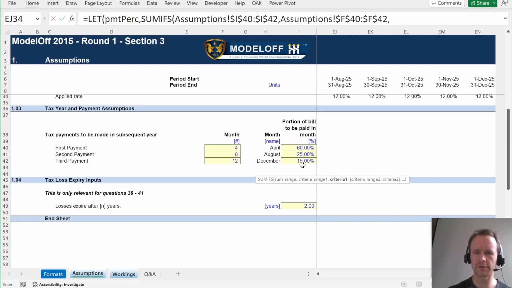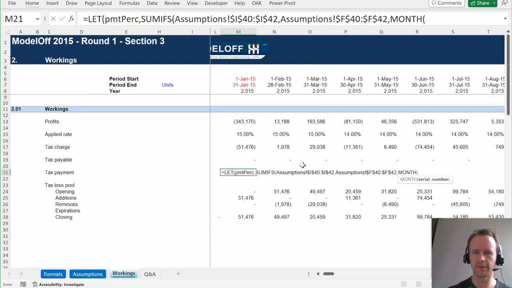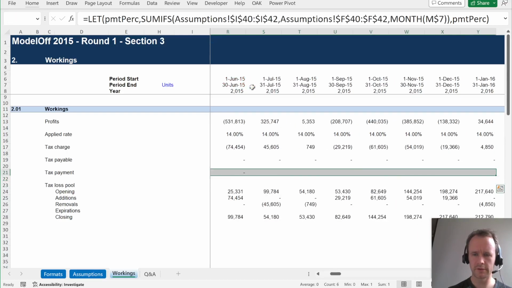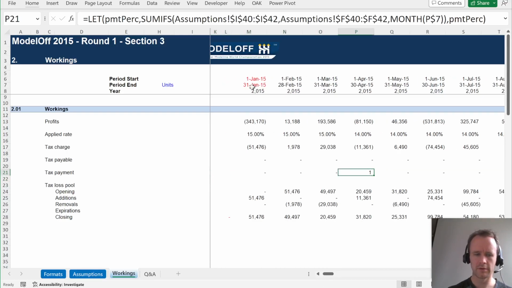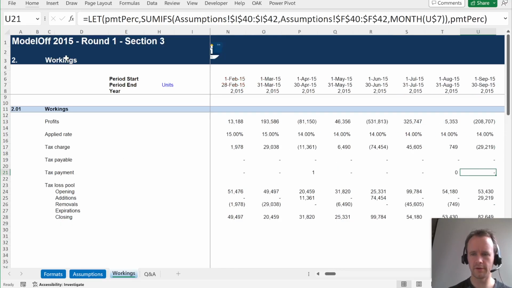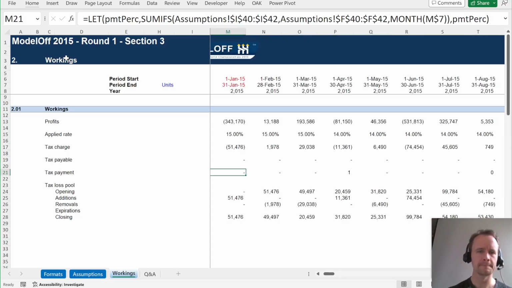It all kind of works the same, where that is the month of the current period, which is, where are we? M7. And just for now, give me payment percent. So that is 60% there and 25% there. Okay, good. So that's working.